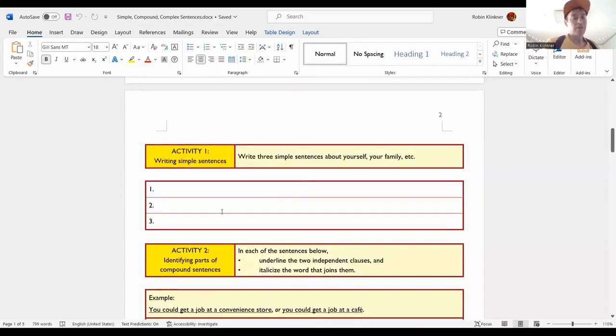Here's a homework assignment. Very, very simple. Write 3 sentences about yourself, your family, etc. So for example, I have an older brother. That's a simple sentence. One complete thought. Okay. Now let's move on to the second type of sentence.